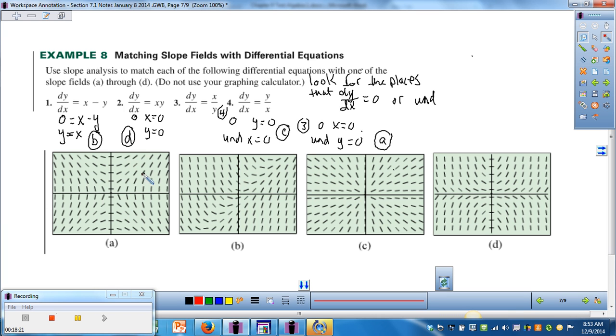Again, we want to follow the slope. I don't know why I can't do that. But it goes something like that. Comes down and something like that.